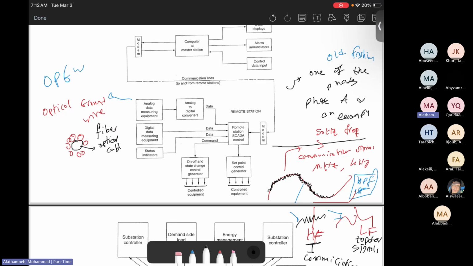So from outside, it's a ground wire. From inside, it's a communication wire. Therefore, we are merging two, ground and communication, in something called OPGW. Then you can connect between the substation and the control room using the OPGW, optical ground wire. That's what we are using right now, and it's more reliable than the filter that we used to use, called a line trap.